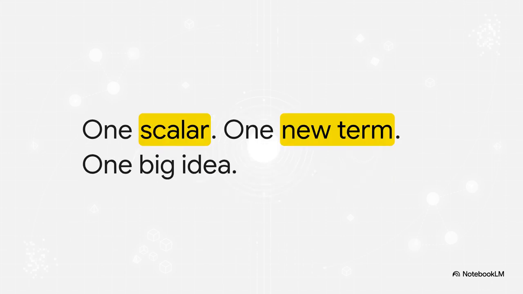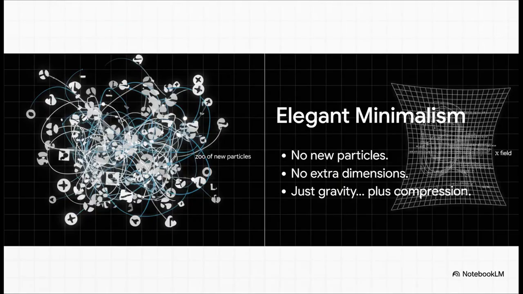Okay, so let's just wrap this all up. That is Xi physics, in a nutshell. It's built on a foundation of one new scalar field, one new term in the action, and one really profound central idea. And you know what's so compelling about it? How minimal it is. This doesn't require a whole zoo of new, undiscovered particles. It doesn't need speculative extra dimensions. It's just gravity, as we know it, plus the principle of compression.